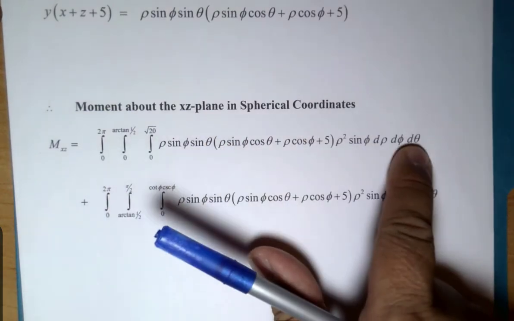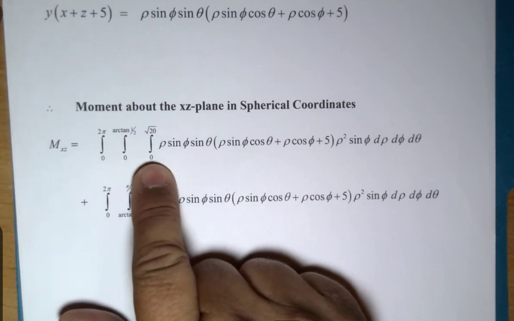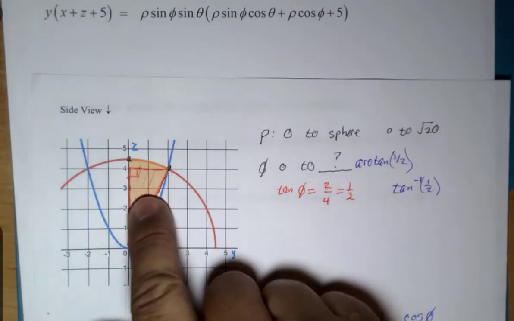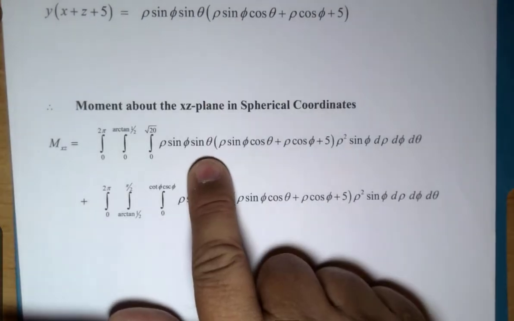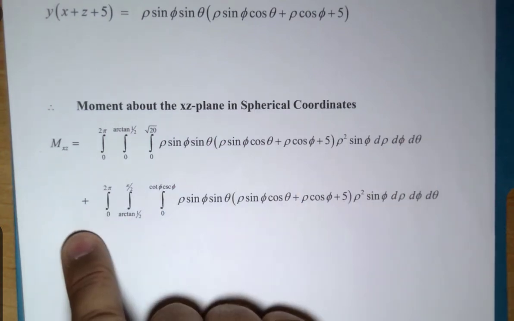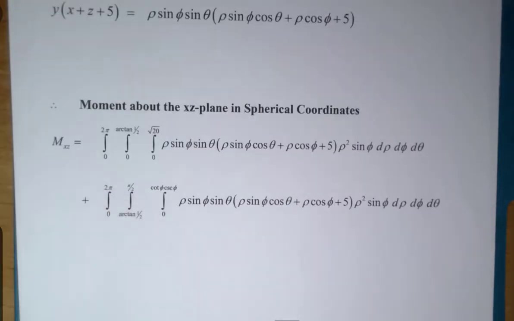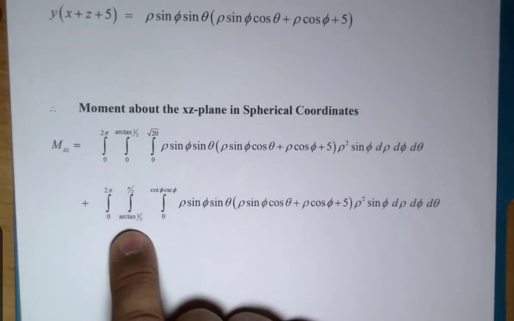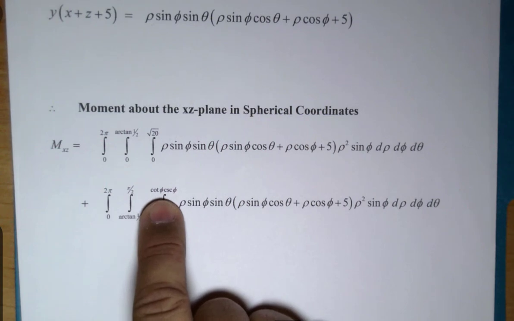Zero to 2 pi is the theta part of the region. 0 to arctangent 1/2, 0 to square root of 20. Those boundaries take care of this part of the picture, but not this little sliver right up against the parabolic bowl. The body of the integral, rho squared sine phi d rho d phi d theta, plus another triple integral that captures this little sliver rotated around the z-axis, 0 to 2 pi, the new phi boundaries, the inverse tangent of 1/2 to pi over 2, and oh, where did this come from?